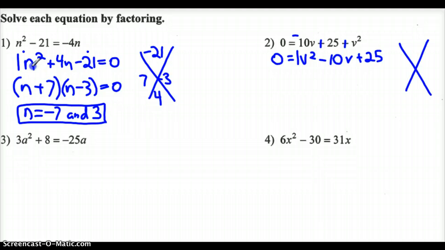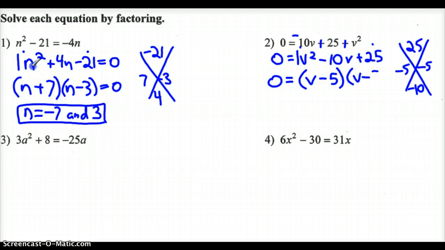Again, 1 here, 1 times 25 gives me 25. I want a sum of inside terms to add up to 10. Looks like negative 5 and negative 5. We'll get the trick done here. So here I'm going to get v minus 5, v minus 5. When I use the zero product property, I'm going to get v equals 5 in both cases. So I have a double solution there.